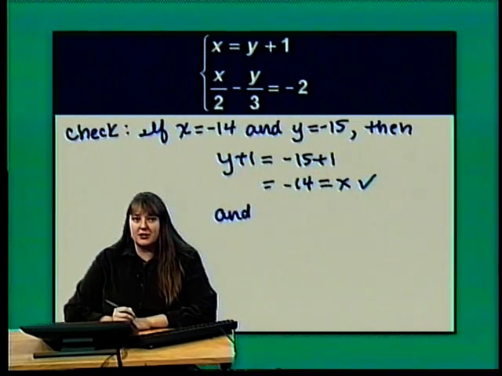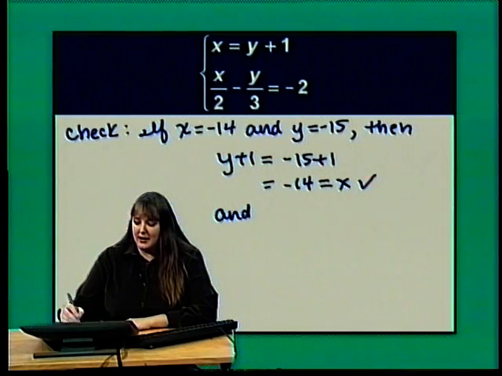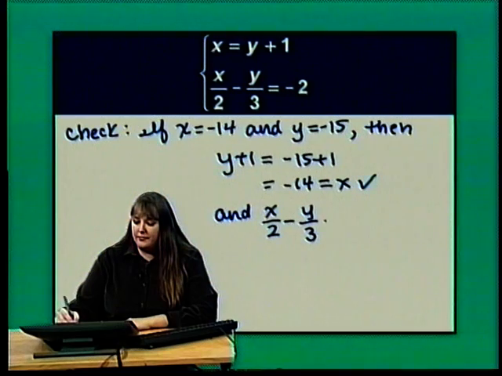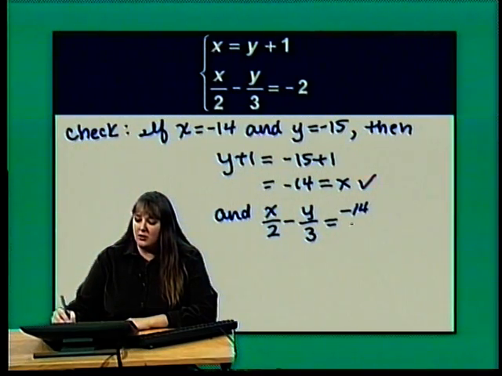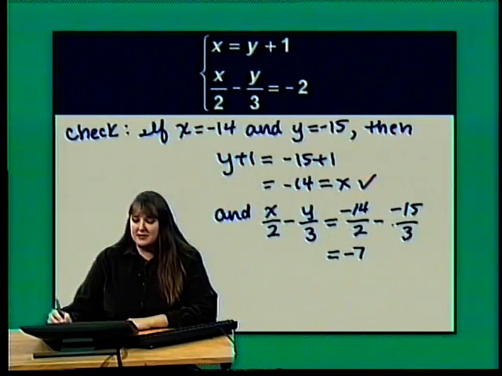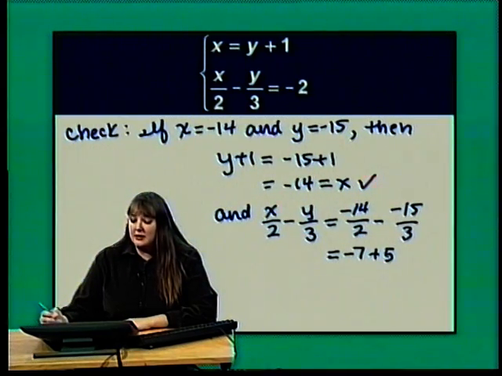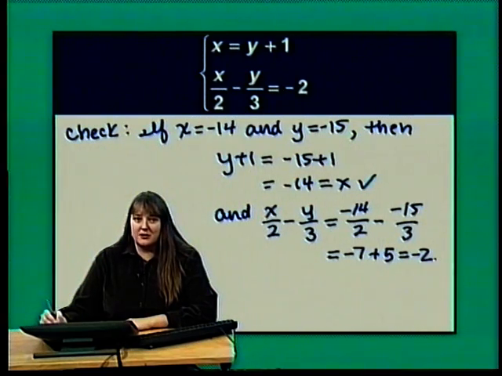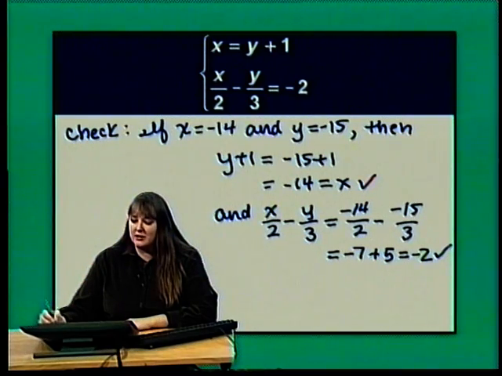What about that second equation? Well, looking at the left-hand side, x over 2 minus y over 3, that's negative 14 over 2 minus negative 15 over 3. Negative 14 divided by 2 is negative 7. Minus a negative makes this plus. 15 divided by 3 is 5. Negative 7 plus 5 is negative 2. That's what we wanted, x over 2 minus y over 3 to equal negative 2. So that checks. I can go ahead and write my conclusion.